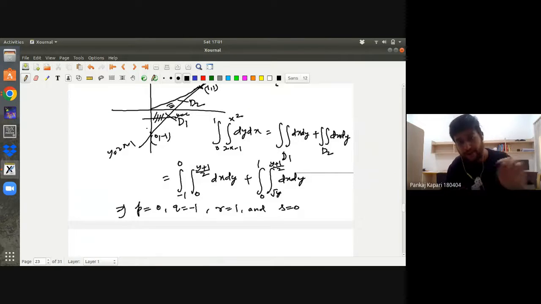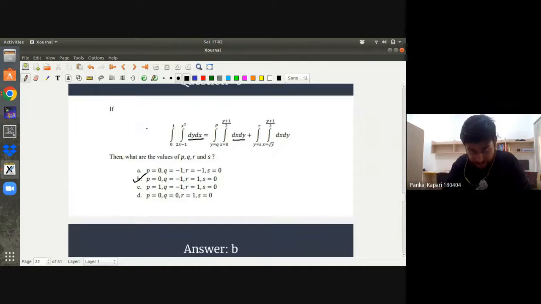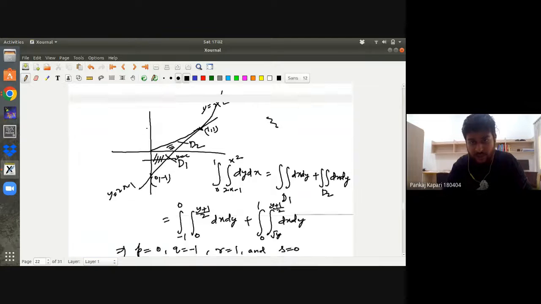For finding the values of p, q, r, and s, we have not calculated the exact values of these integrals. Just change the order of the integration, determine the region of the integration for that, and rewrite your given integral by changing the order of the integration, and by comparing these integrals, you will get your values of p, q, r, and s. This exercise was designed so that you can change the order of the integration to find the value of the integral. Sometimes it is better to change the order of the integration.